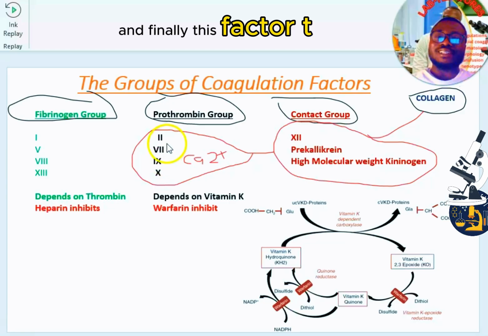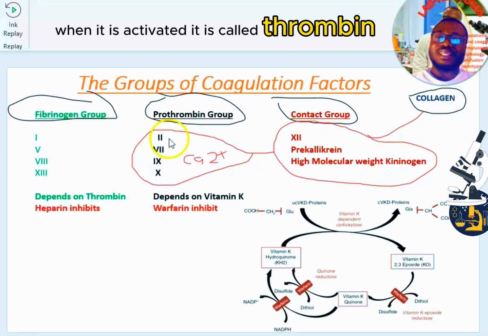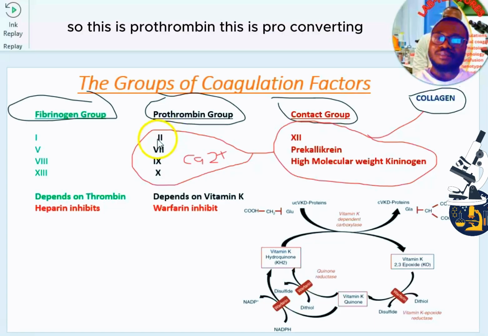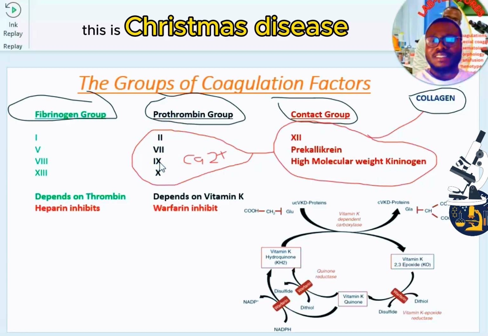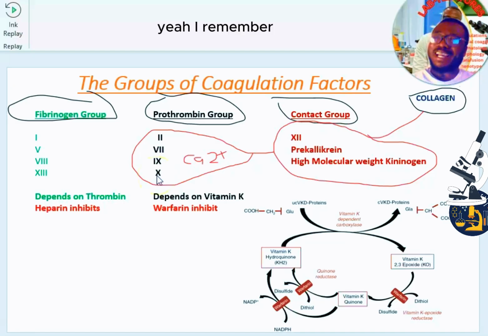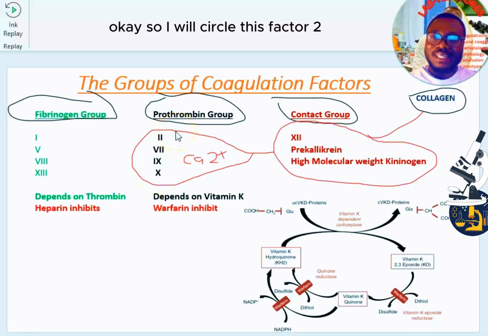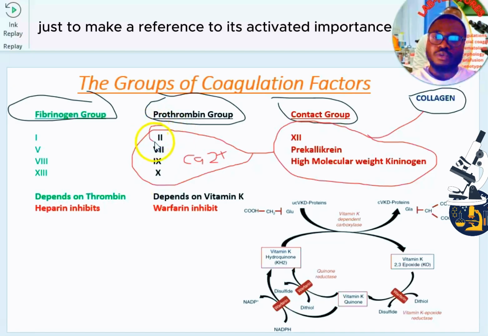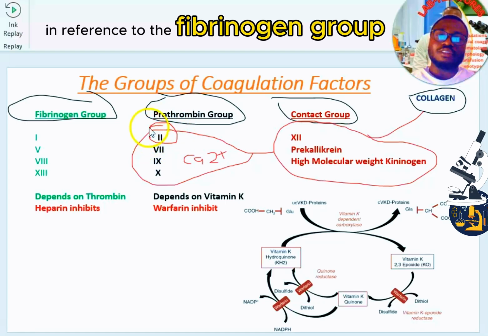And finally, this factor 2, when it is activated, is called thrombin. So this is prothrombin, this is proconvertin, this is Christmas factor, that's factor 9, and then Stuart factor is factor 10. Okay, so I will circle this factor 2 just to make reference to its activated importance in reference to the fibrinogen group.